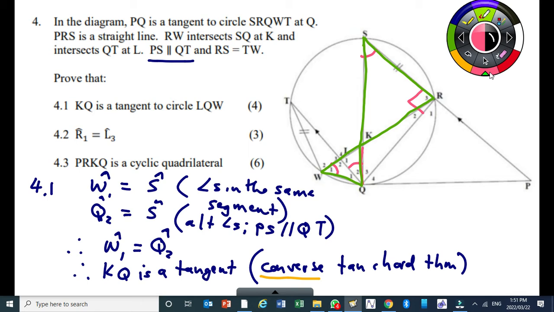How to prove what? Can you speak up, please? Can you speak up, please? Yeah.